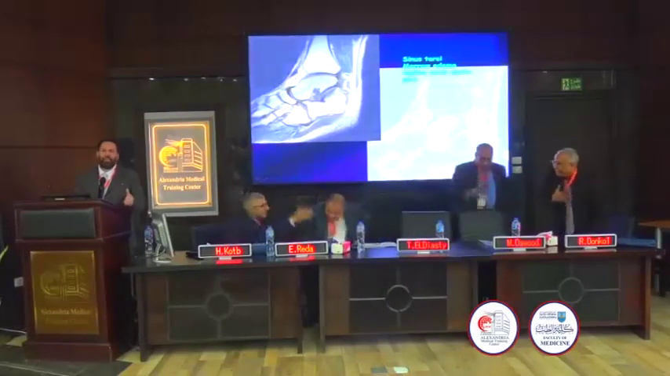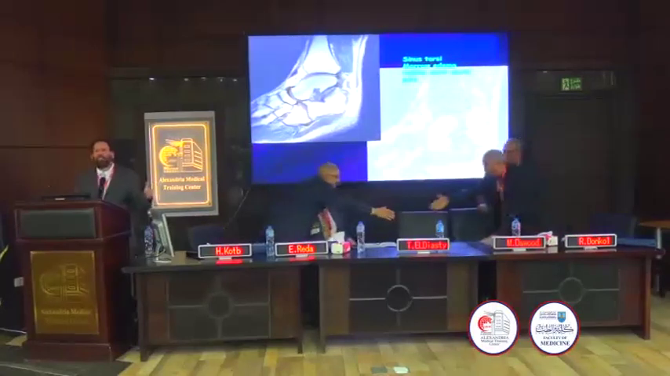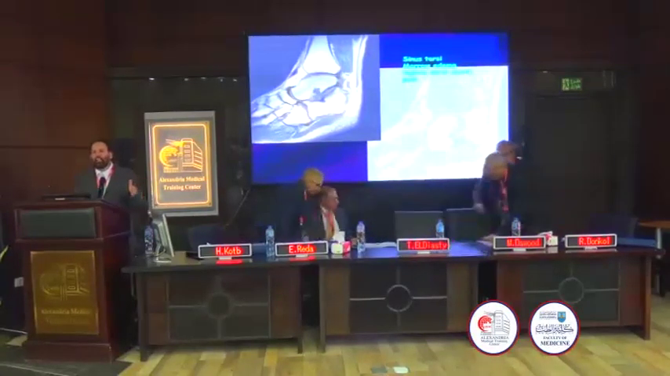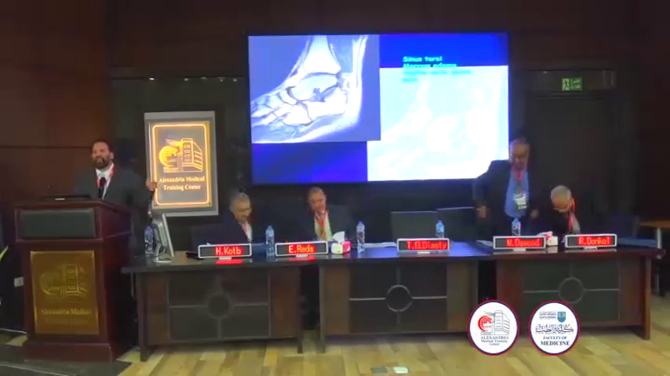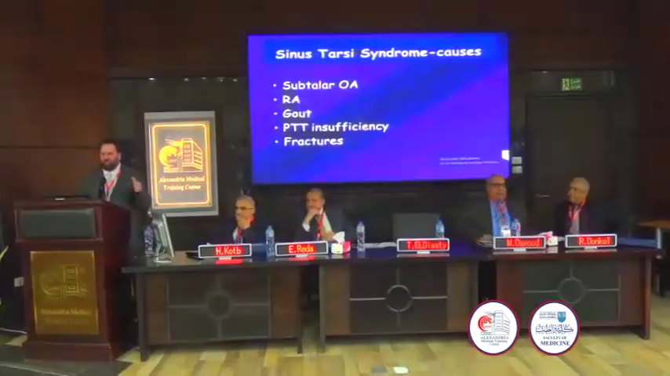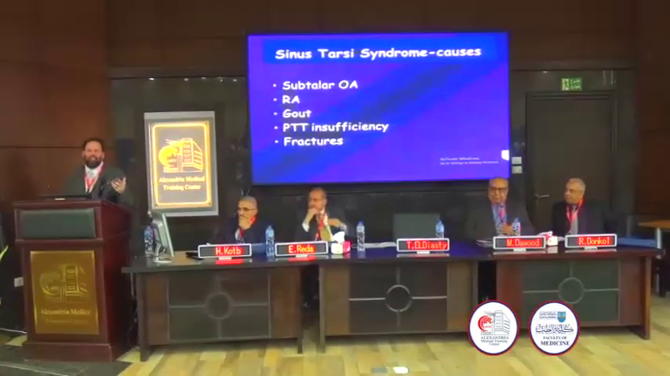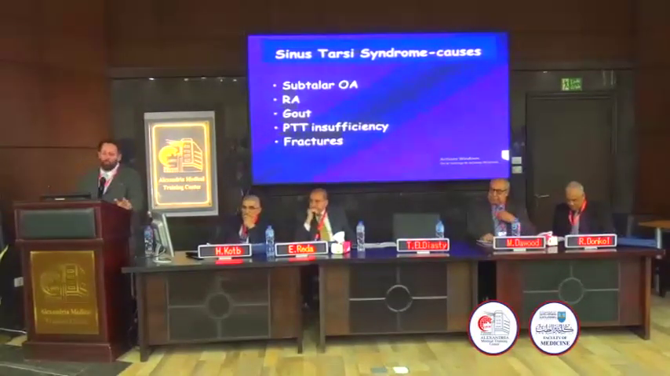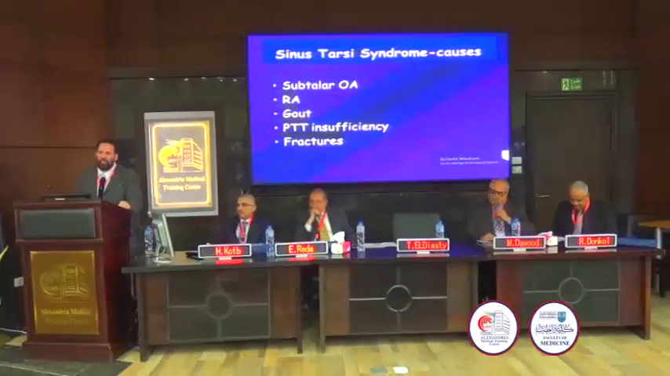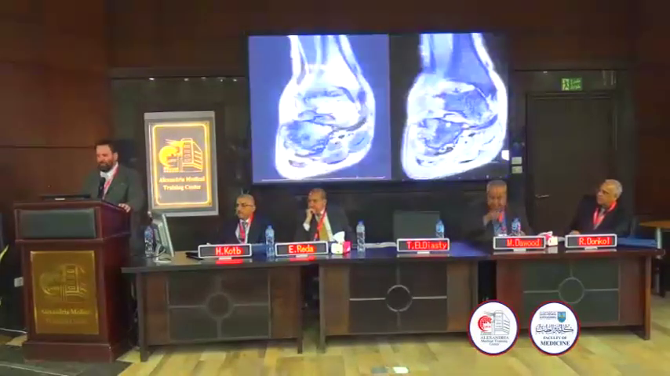So the ligaments can be injured traumatically, or they can be injured secondarily from subtalar joint effusions. And those effusions could be from osteoarthritis, from rheumatoid arthritis, from gout, and we're going to speak shortly about the posterior tibial bone.